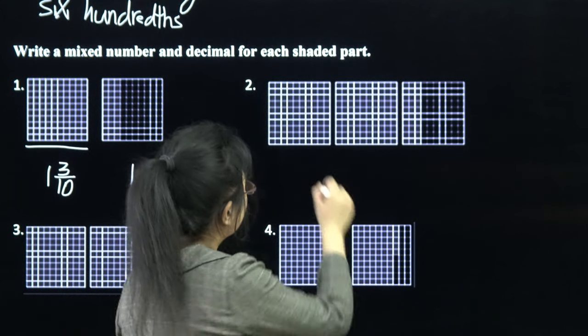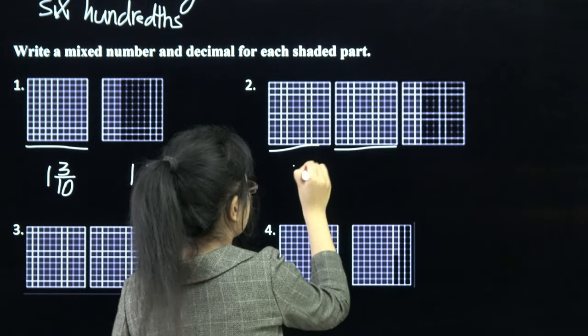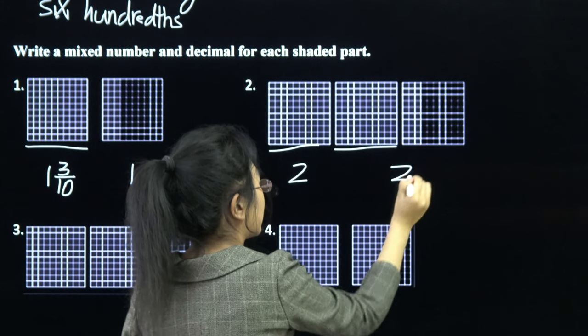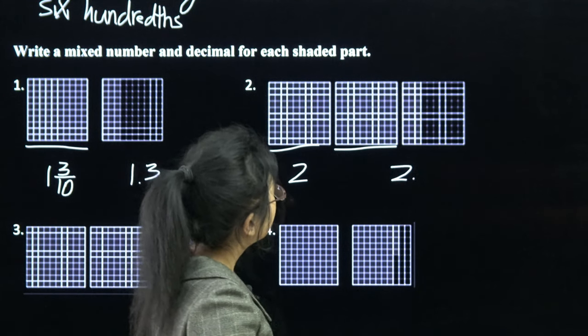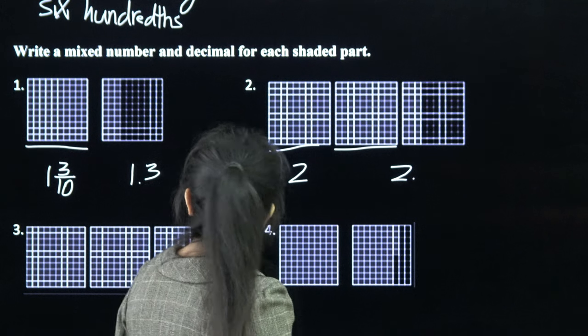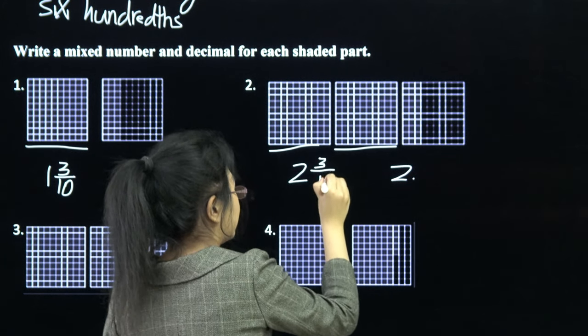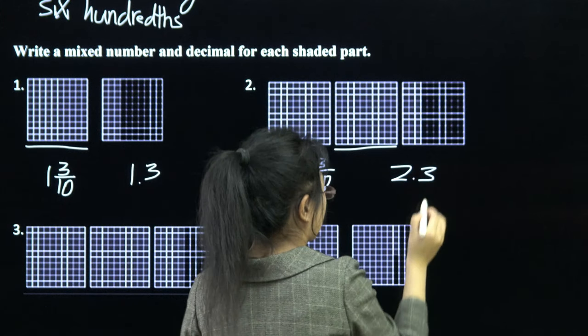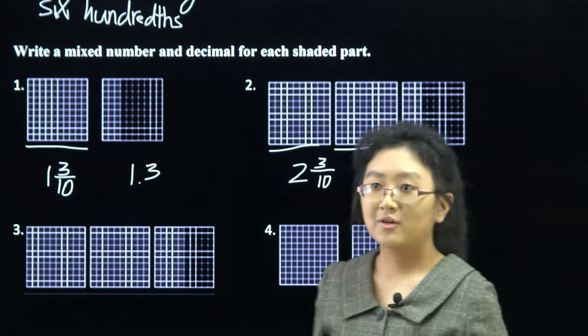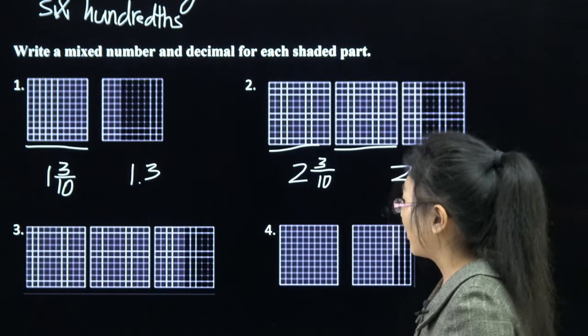Question number two, there's two wholes this time, so it's 2 point on this side. And it's also 3 over 10, because it's 30 over 100. 3 over 10 and 2.3 for this one, or 2 and 3 tenths.